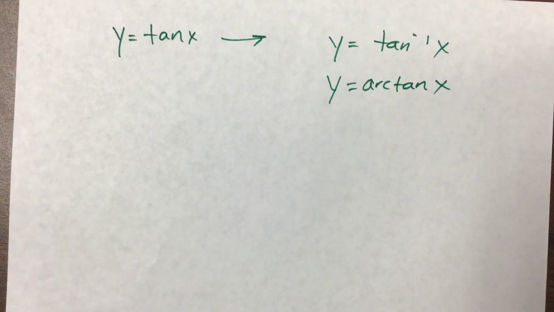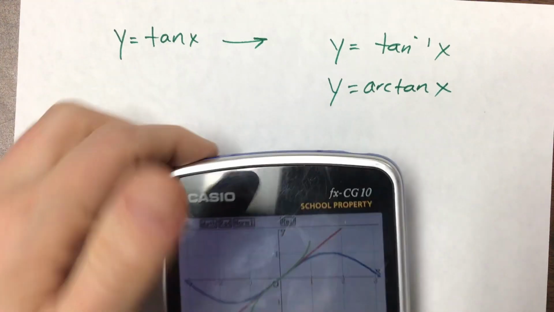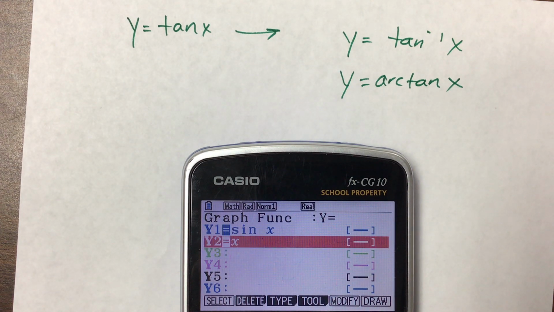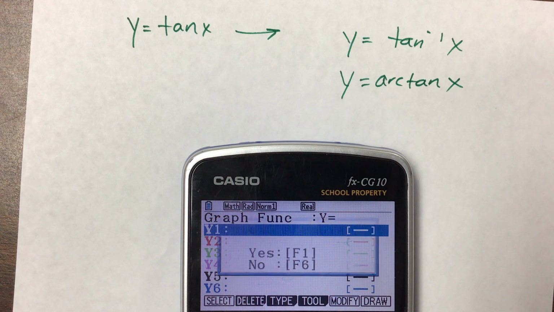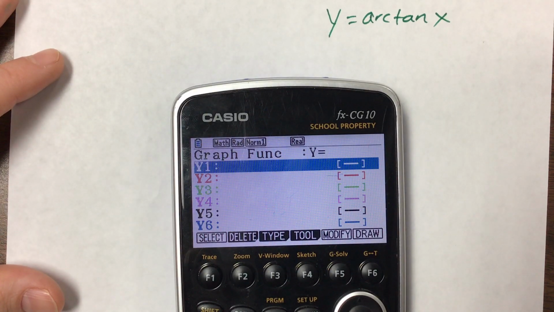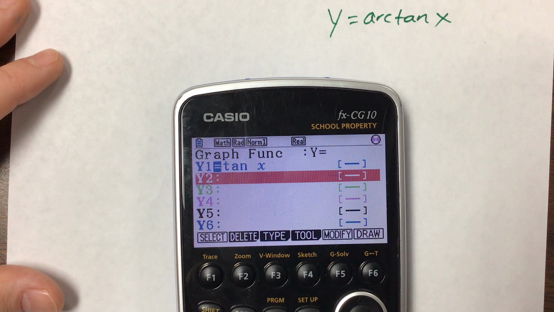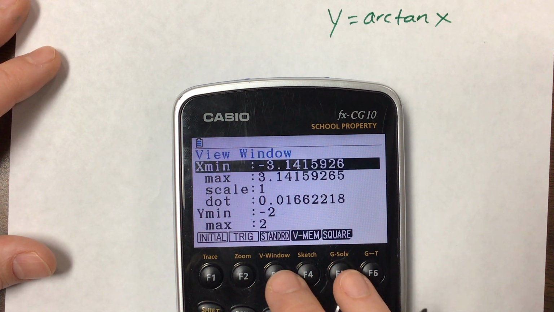Oh, dang it, sorry. Okay, back to my calculator. Let's say I want to graph tangent of x. Well, let's change the window to just be the trig window.